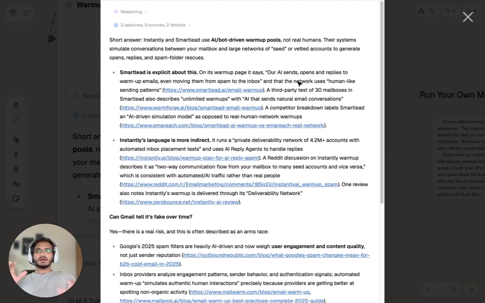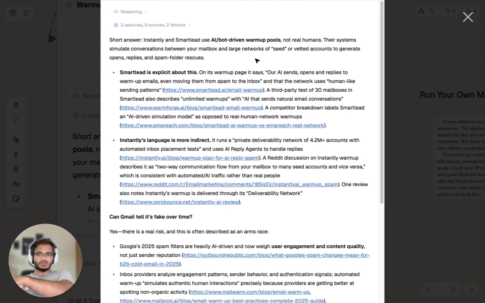So the way I'd like to describe it is that what warmup really does is two things. If you're using an automated warmup tool like Smartlead, Instantly, or any other, like even our own warmup that we provide you, we actually plug into Instantly's pool right now. Maybe in the future we'll build our own network, but being very transparent here, you get Instantly's pool. They just give you two things. Number one, they help you age the domain a little bit.